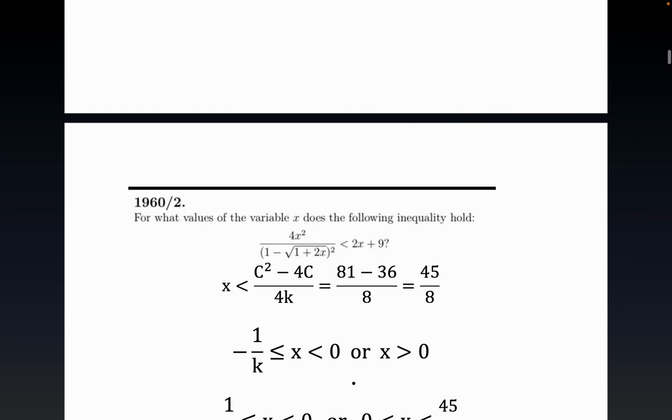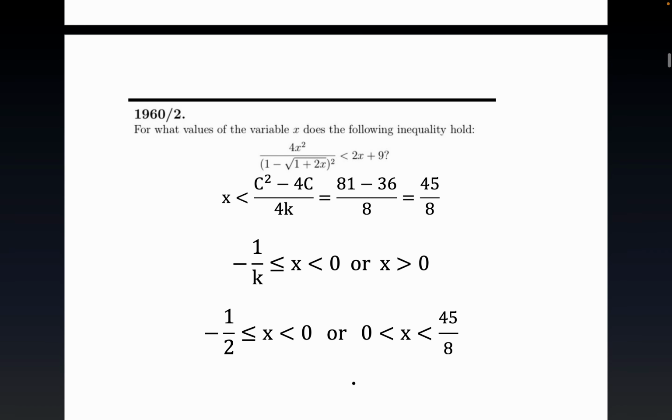Okay, so here's the original IMO problem. I just repasted it in there, and I'm using our result here that says that x has to be strictly less than c squared minus 4c over 4k, and you get 45 over 8. And this is the solution, and this is just what we did at the very beginning of the problem. And so the solution interval for this IMO problem is what you see: x between minus 1/2 and 0, or x between 0 and 45 over 8. Again, this says x is less than 45 over 8 after you do the arithmetic here. Okay, so that's the IMO problem.